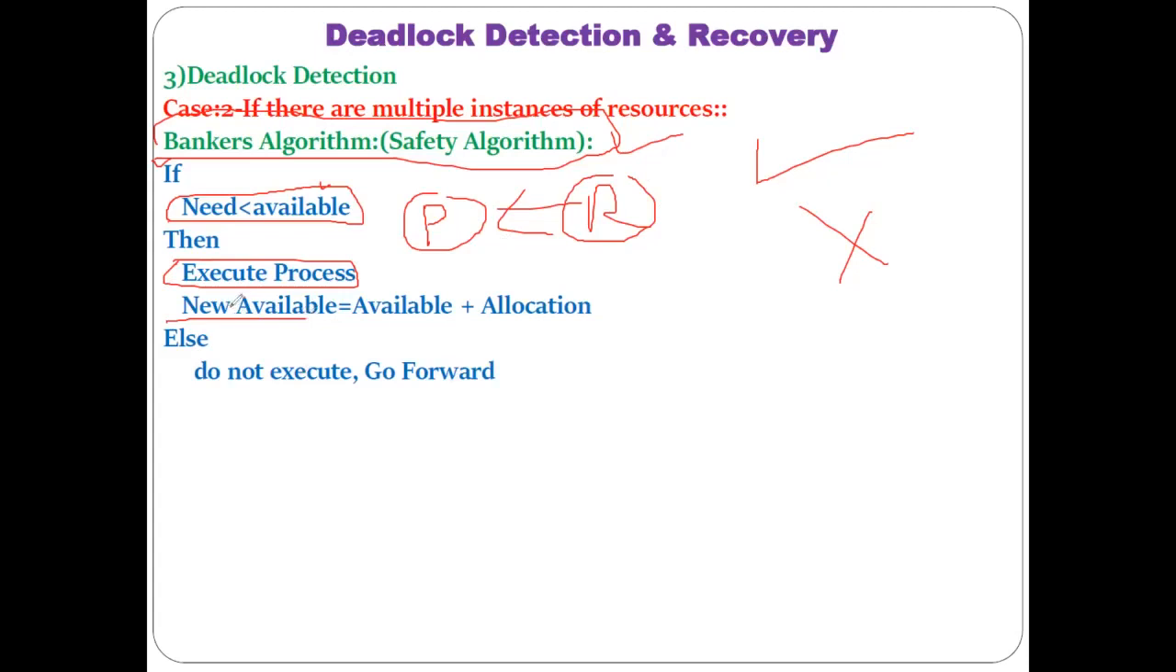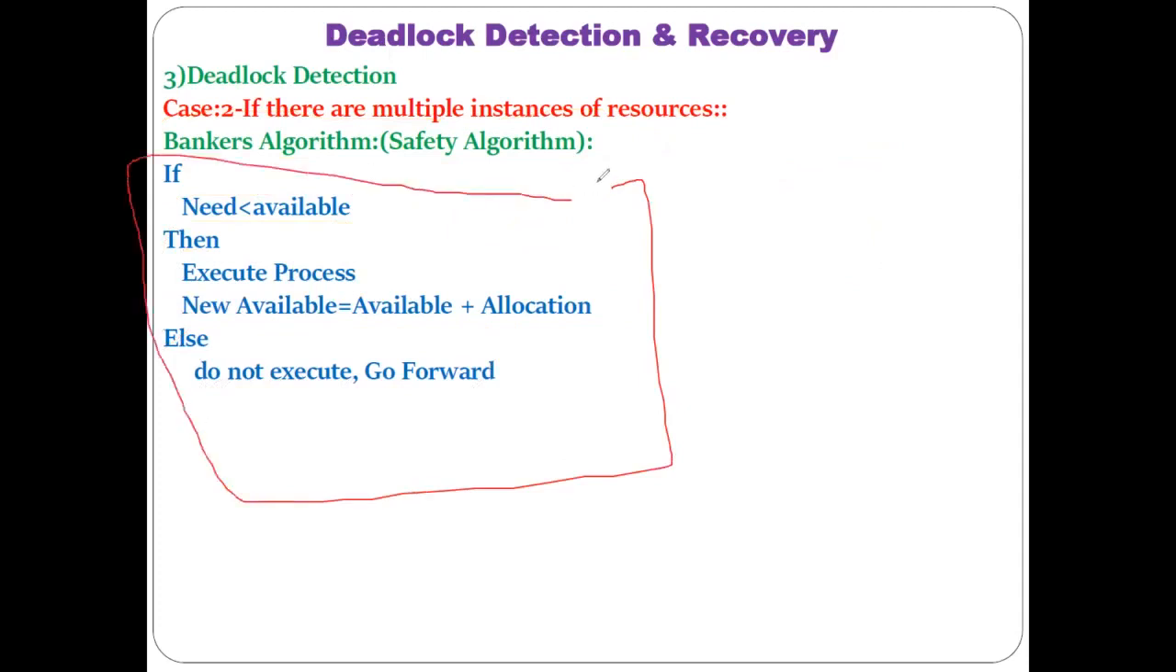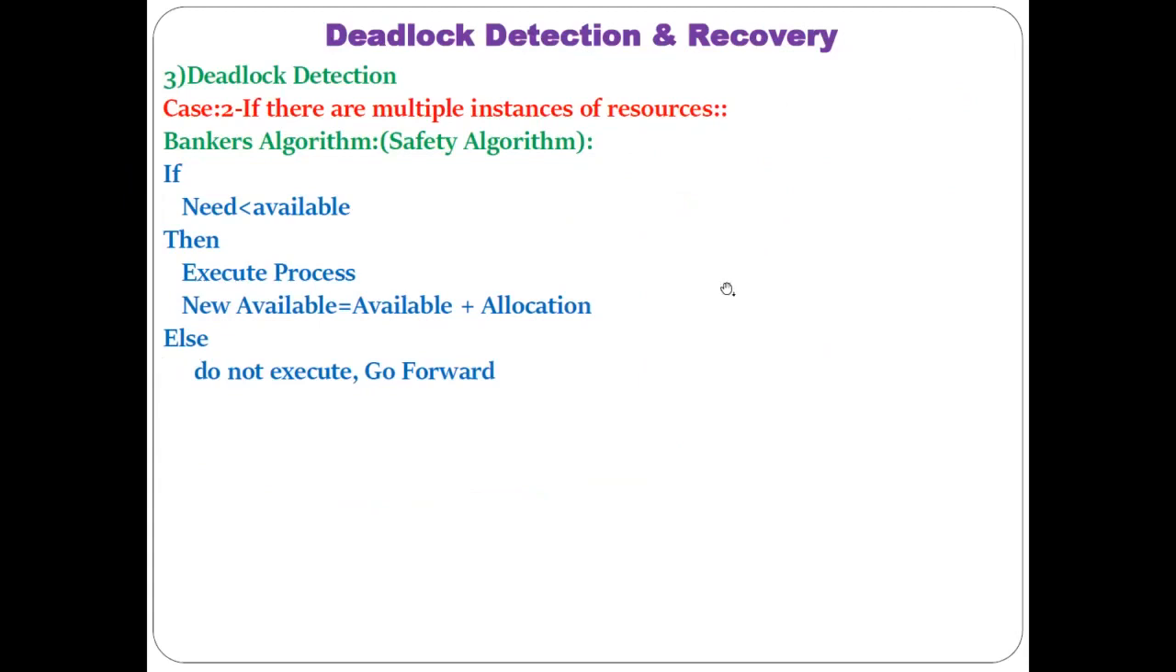And how to calculate the new available resources? That is available resources plus the resources which have been allocated. Understood? If this is not the case, else, if need is greater than available, then go to the else part, do not execute, and go forward. So only with the help of this simple algorithm, which is called the safety algorithm, the Banker's algorithm will tell us whether the system is in the safe state or the unsafe state. And if the system is in the unsafe state, it means the deadlock has been detected.